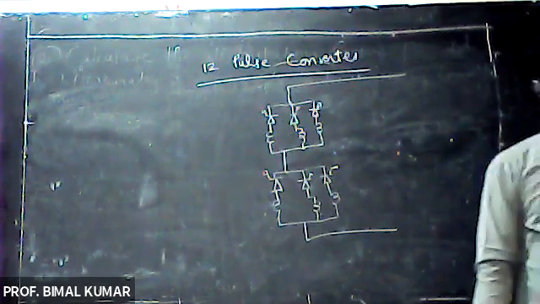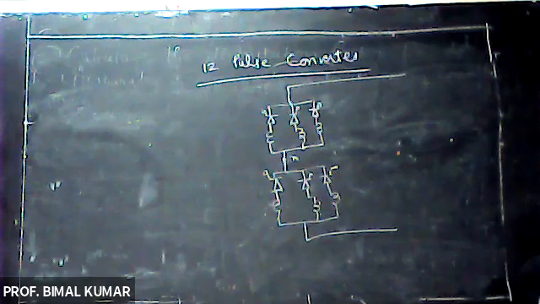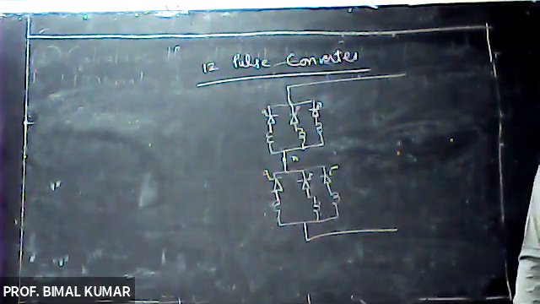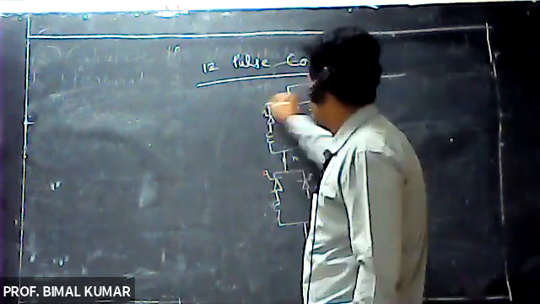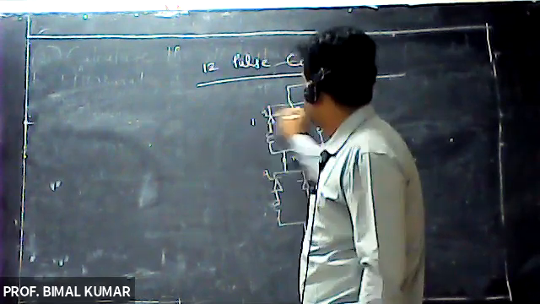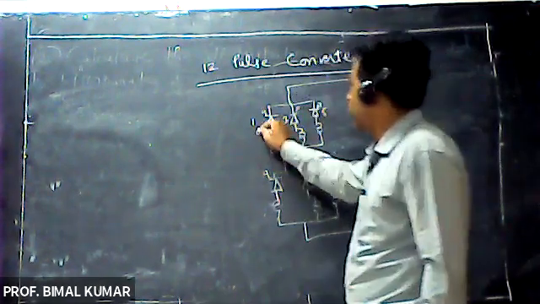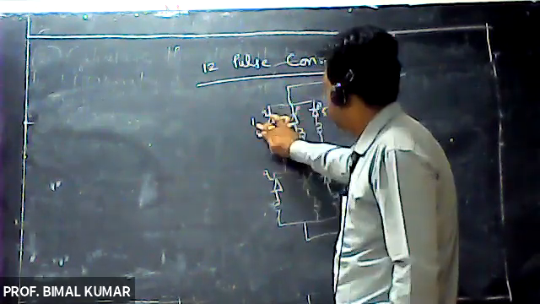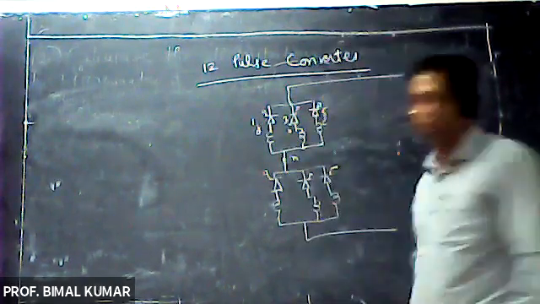Six pulse converter, right? Here it will be your point N, between the two windings. Now, these thyristors, this is the gate of all those thyristors. This is your 1, 3, and 5, right? This is your terminal A dot, B dot, and C dot.